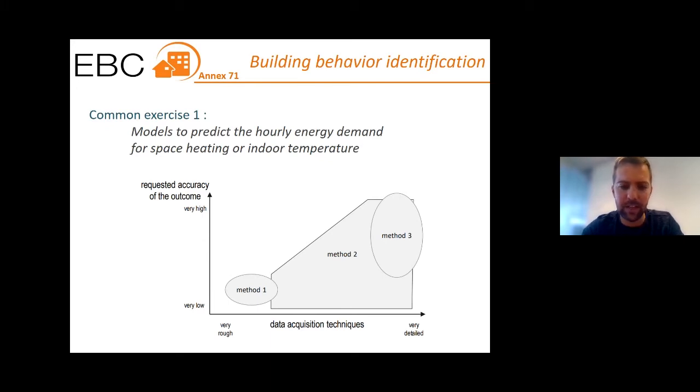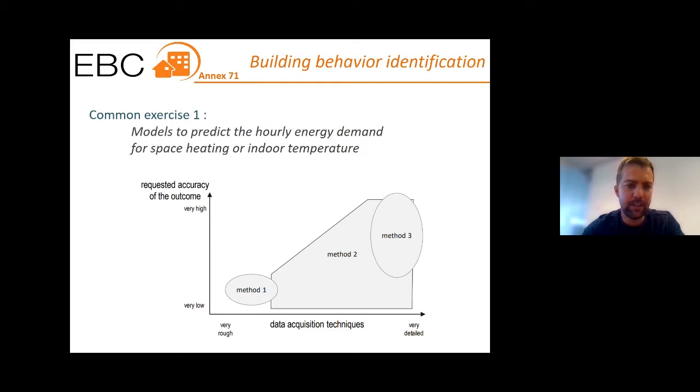We started with the Gainsborough case, and within the scope of the annex, we didn't specifically request them to aim for the best, or to necessarily use all the data and the most expensive modeling techniques, but to explore as many methods as possible to fill this matrix with, on the horizontal axis, the ambition level of your data acquisition technique, and on the vertical axis, the accuracy of the outcome that we get out of that.